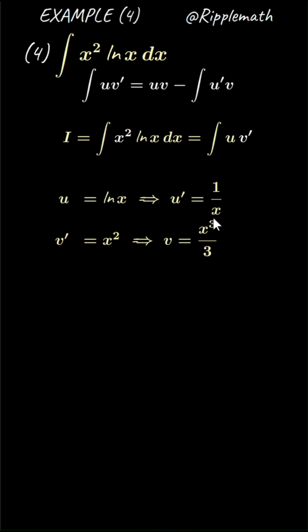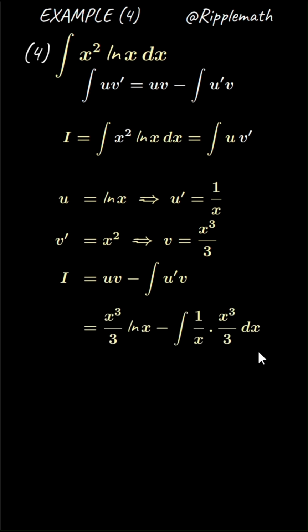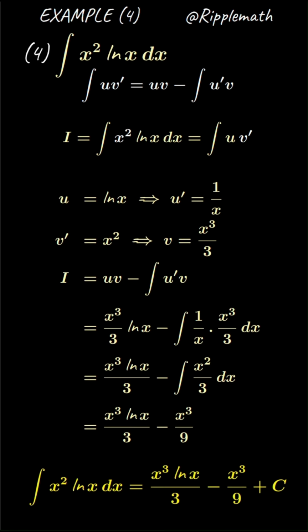U equals log x, so u dash is 1 on x. V dash is x squared. Therefore v is x cubed on 3. Plug it all into the formula. Integrate x squared, which is x cubed on 3, so that'll become a 9 on the bottom, and that's it. Bob's your uncle again. Bob's busy today.